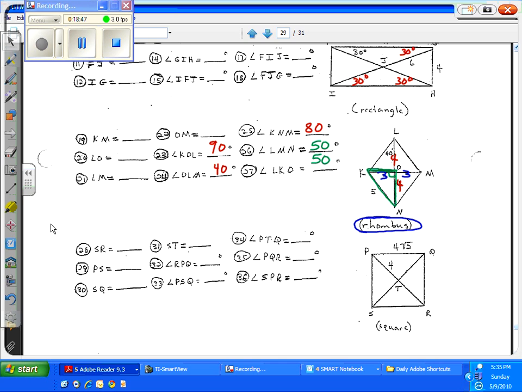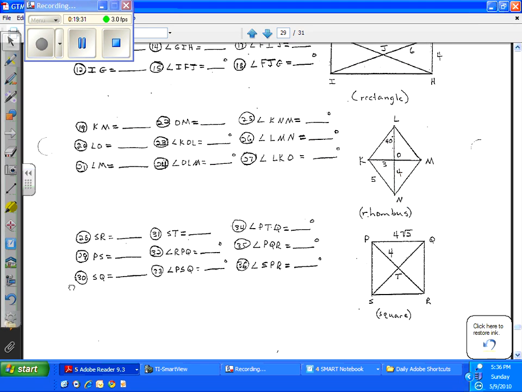answer the questions about the sides. We knew that the diagonals bisect each other, so that's true, and the sides are all equal on a rhombus, so all of these are 5s is true. So KM, the diagonal, if 1/2 is 3, then the whole thing is 6. LO, if 1/2 is 4, the other half is 4. LM, the sides of a rhombus are equal, so if one side's 5, they're all 5. OM is 3 because the diagonals bisect each other. Any questions on the rhombus?